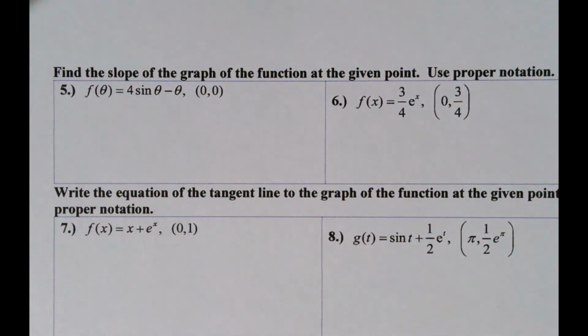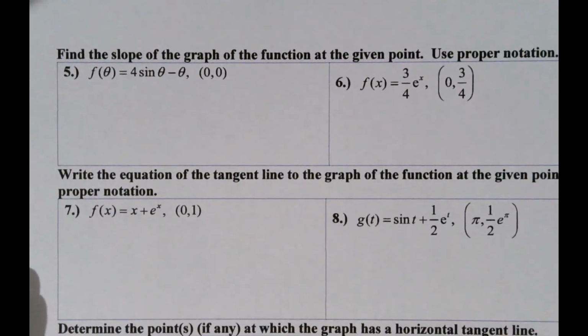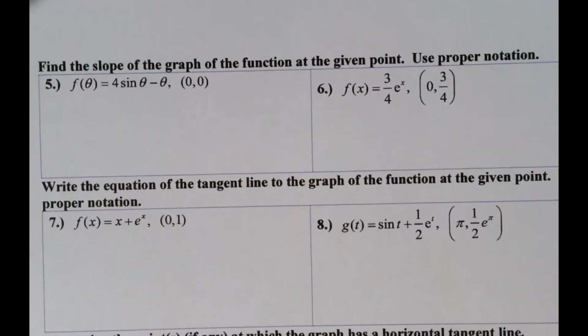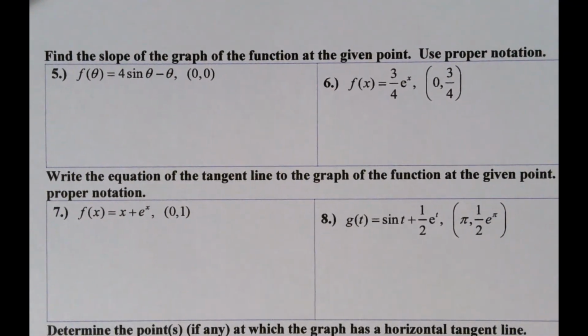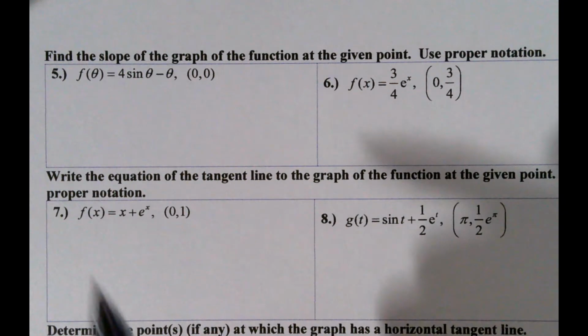All right, this is page 97 of the Incredibles book. So we're in numbers 5 and 6. It says find the slope of the graph of the function at the given point. So all we want is the slope. Well, that means we could just take the derivative. So we're going to take the derivative here.